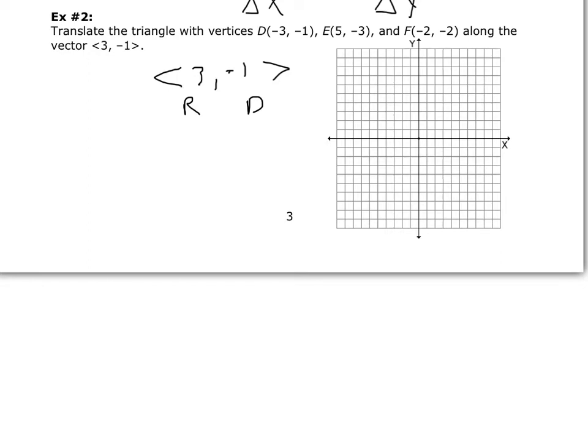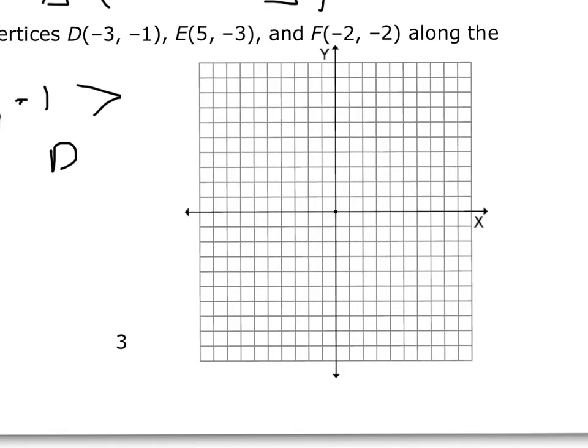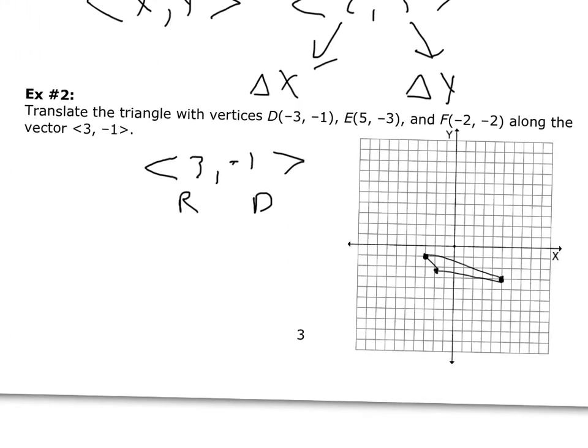Okay? So let's go ahead and graph each of these ordered pairs that it gives us. It gives us -3, -1. There's your first ordered pair. Then it gives us the ordered pair 5, -3. 1, 2, 3, 4, 5, and then down 3. And then lastly, it gives us -2, -2. Okay, so here is our little shape, and it wants us to translate that shape along this vector.